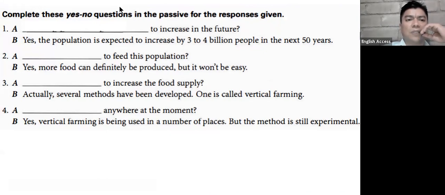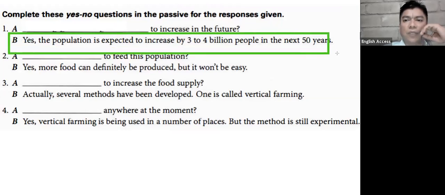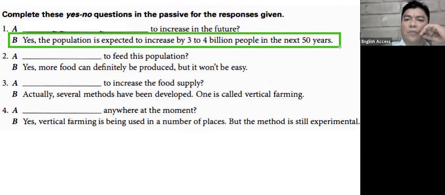So we have some responses. In number 1, the response is yes, the population is expected to increase by 3 to 4 billion people in the next 50 years. What is the question?